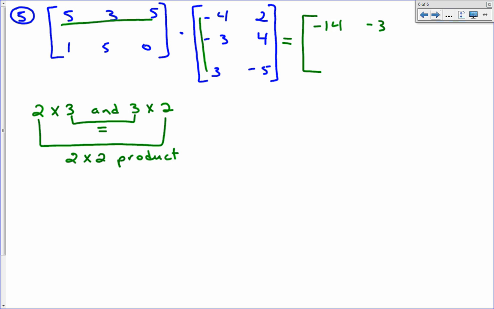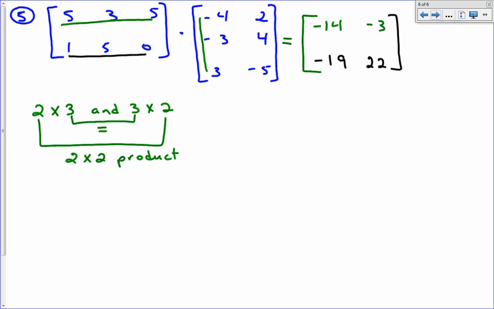And now I'm ready to move to row 2, and I'll do the column 1 first. So I've got negative 4, negative 15, plus 0 for negative 19. And then I've got 2 plus 20 plus 0 for 22. And done.